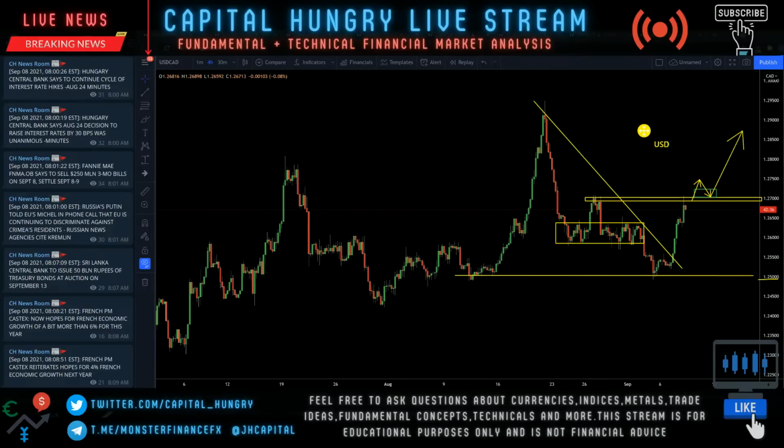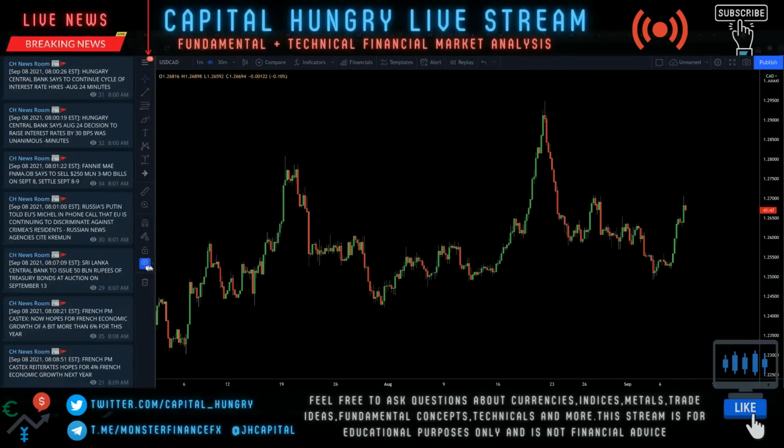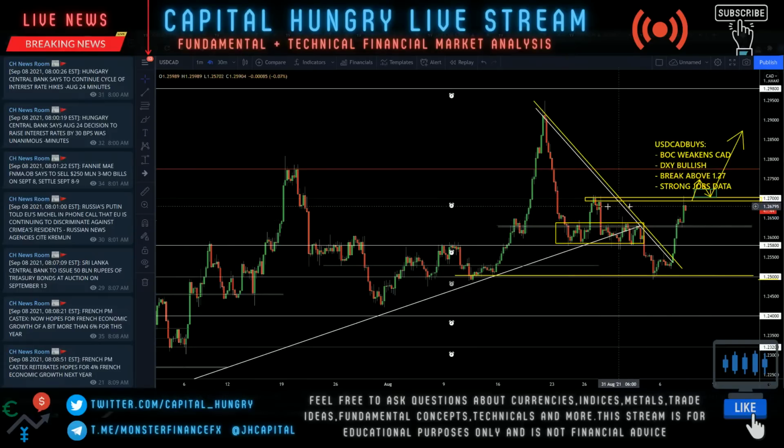USD CAD. It's a bit hard to read, but strong JOLTS jobs data, break above 1.27 technically, dollar bullish, Bank of Canada weakens the Canadian dollar. Also, if oil continues a bit more bearish for the day, then we have some very safe buys above 1.27. Okay? 1.27 key level.